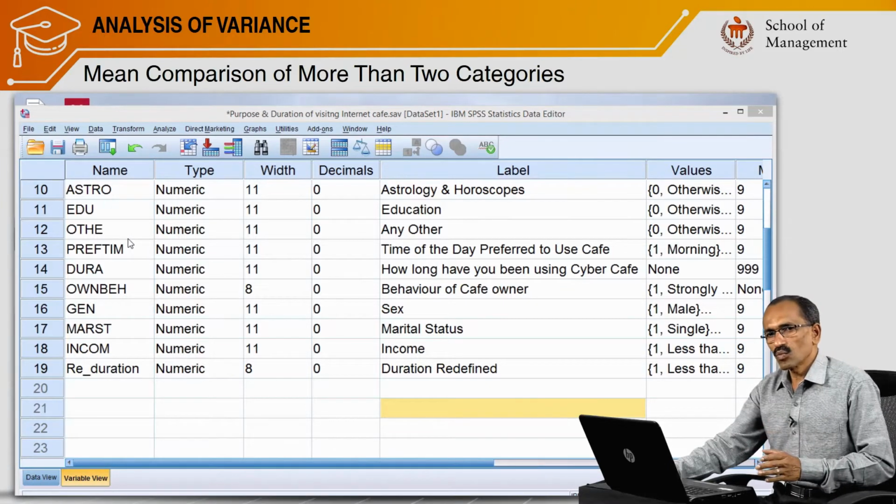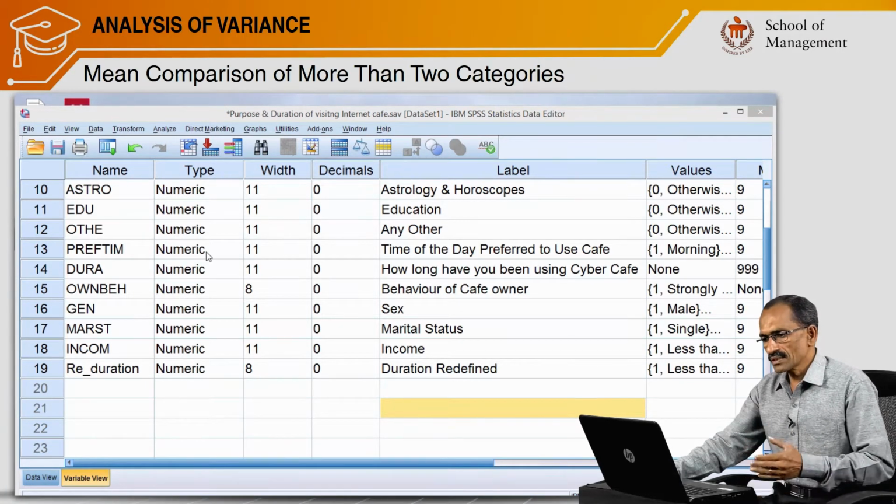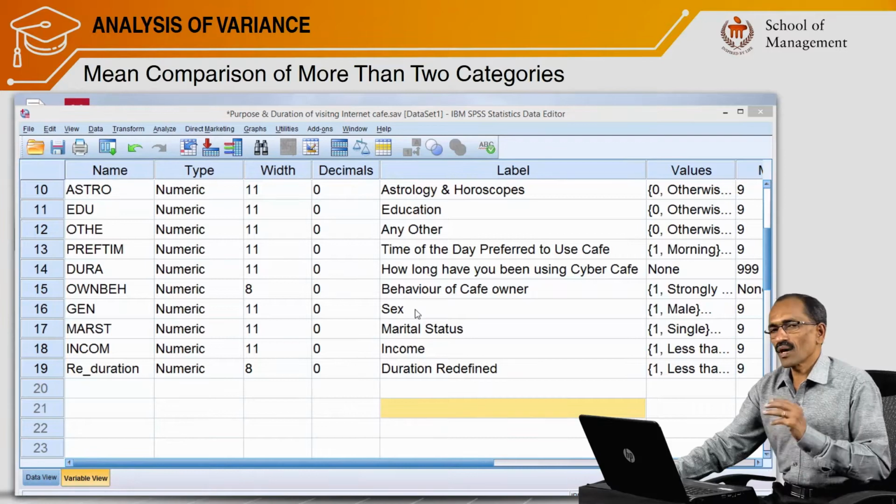In ANOVA, we compare the mean of a variable across more than two categories, three categories or more. So this is an extension of the two-sample t-test, and let's recall the two pertinent questions with respect to every statistical test. Number one, what is the purpose of the test? And second, whether the data at hand are sufficient for the test.